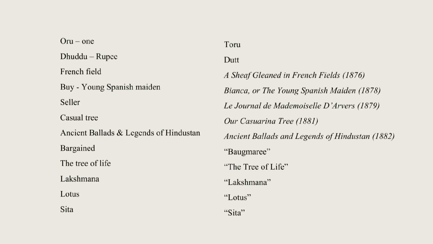She bargains with the seller, right? Here the word bargain stands for Bagmari, and she calls the casual tree the tree of life. The actual work is also the same as in the clue word, the tree of life. What does she say? Only under this tree, Lakshmana gave a lotus to Sita. The actual works are Lakshmana, Lotus and Sita. I hope you got it.